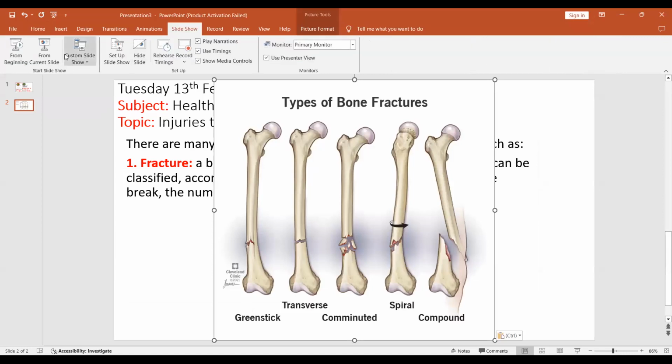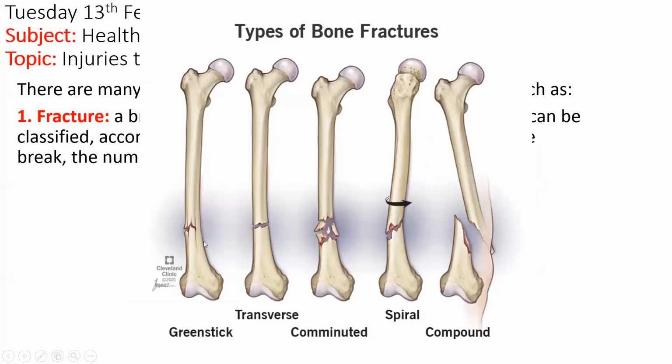There's one called the green stick. This one is called the transverse. The comminuted one, that's the one where you talk about the shattering. The spiral one, what happened here? It twists. It actually twists and broke. And then the compound one.